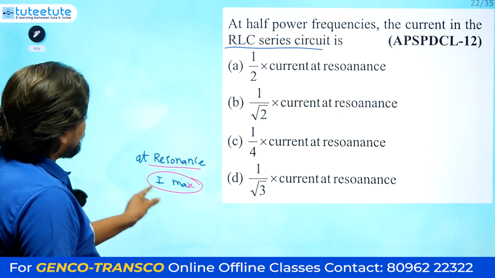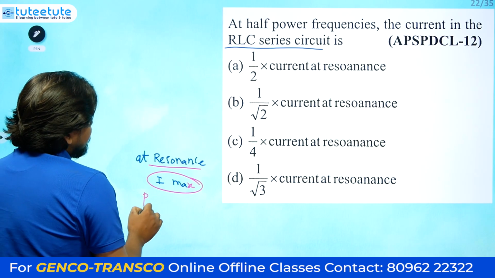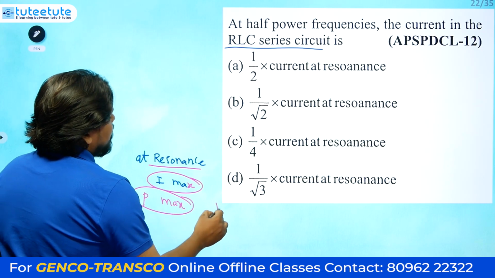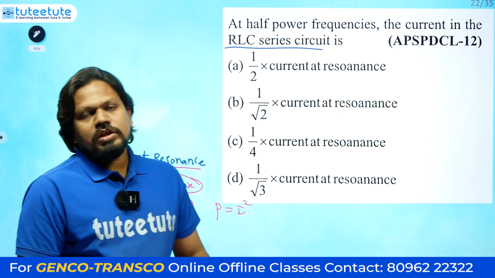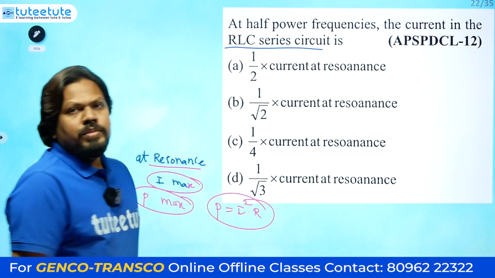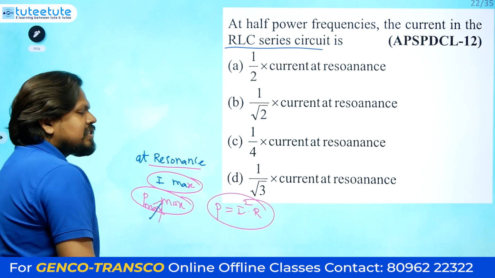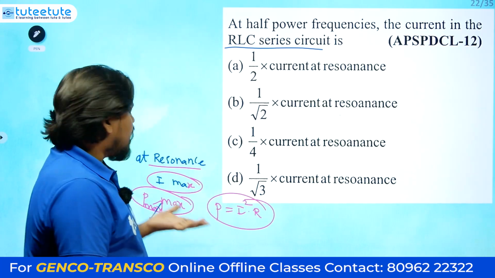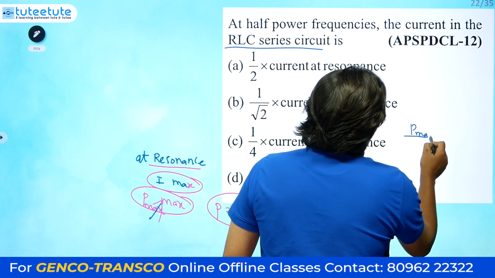Now when current is maximum, what do we need to understand here? The power is also maximum, because power is I square into R, since at resonance there is no reactance. When current is maximum, P is also maximum. This is the maximum power which occurs at resonance condition. What they have mentioned is half power, so the power at that condition is P max divided by 2.